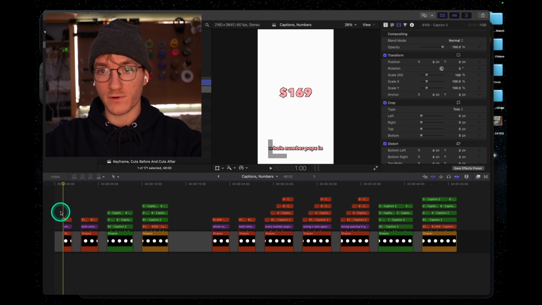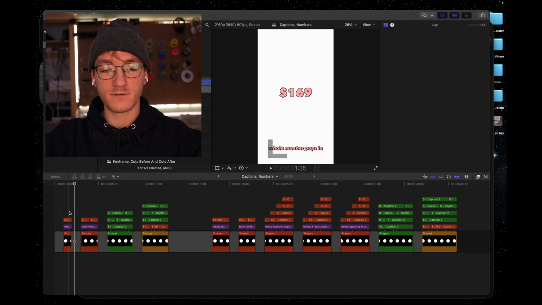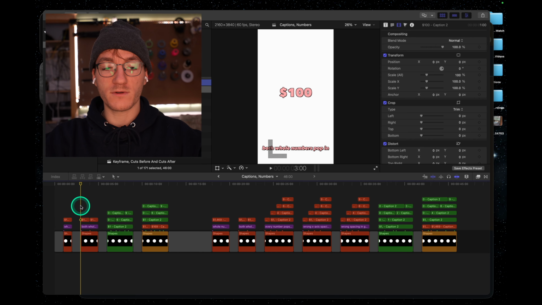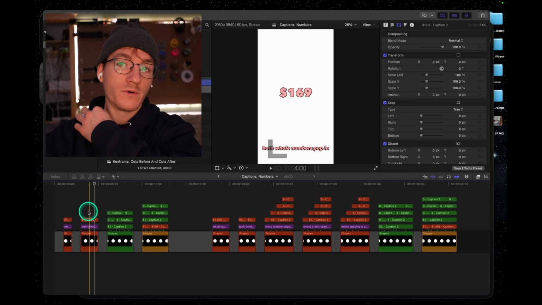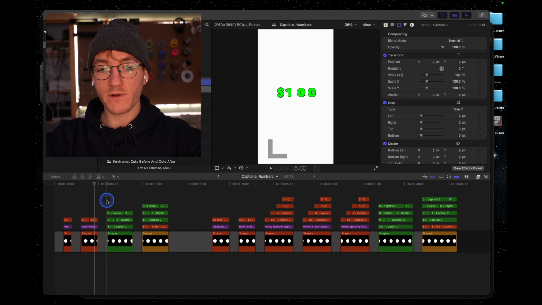So incorrect first. This is incorrect because the entire number pops up at one time, which is just a normal caption. Here's another example of an incorrect way to do it, which is popping up the 100 and then popping up 169. Only the number that's said should pop up. So all three numbers pop up both times. That's not correct. Here's a correct way to do it. You pop up the number as it's being said.